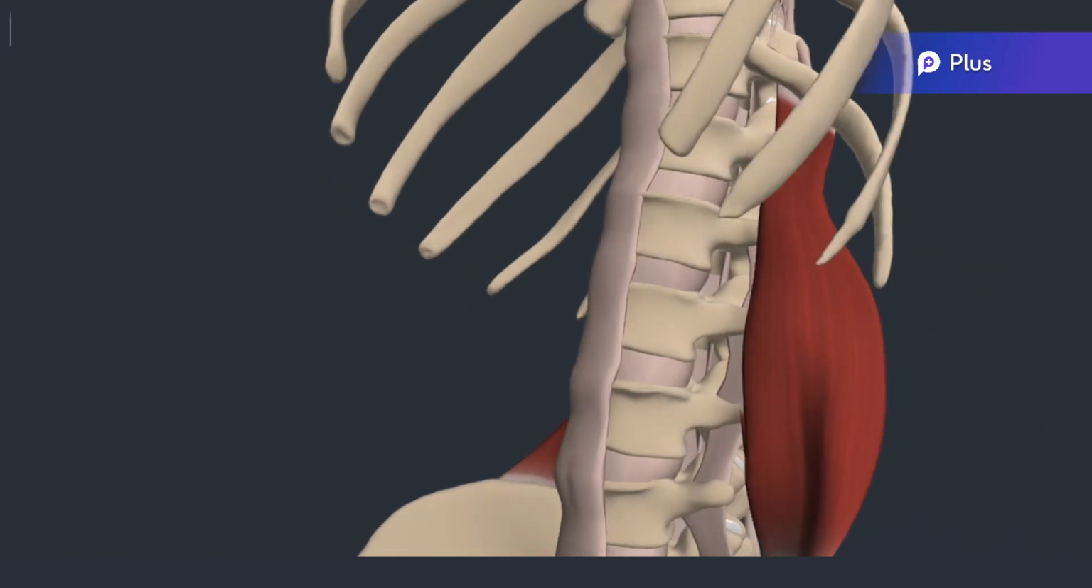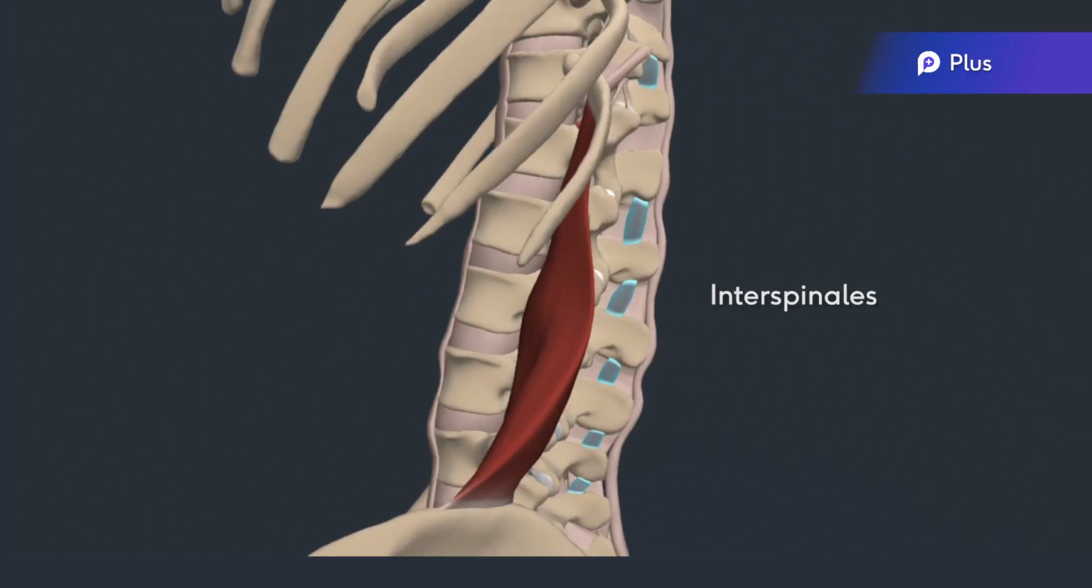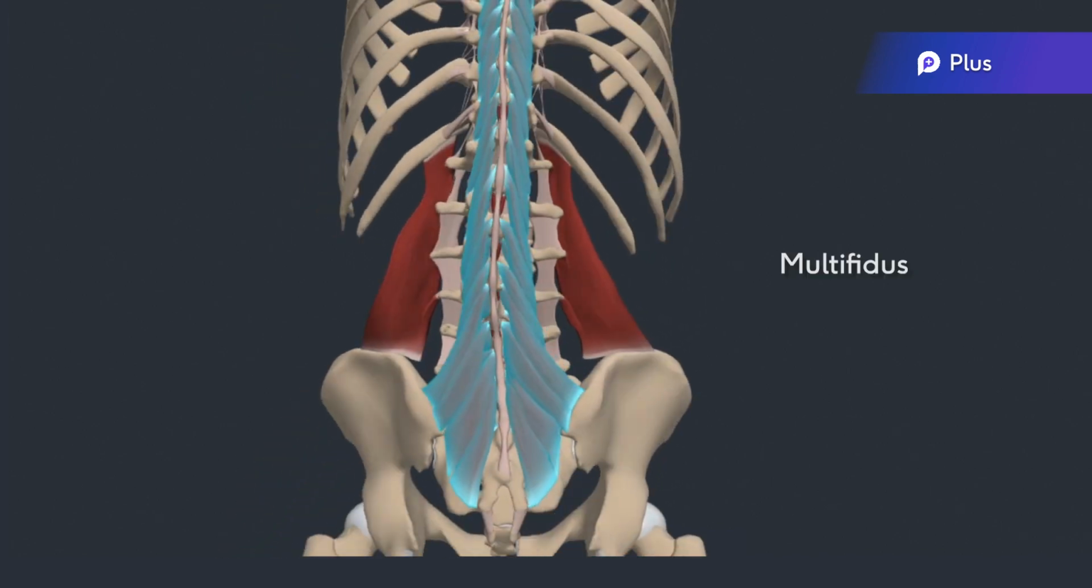We can see here the small interspinalis muscles attaching between the spinous processes throughout the spinal column. They assist in the extension of the lumbar spine but play a bigger role in spinal stability. The multifidus is one of the muscles in the transversospinalis muscle group. It is actually a series of smaller muscles running on either side of the spine.